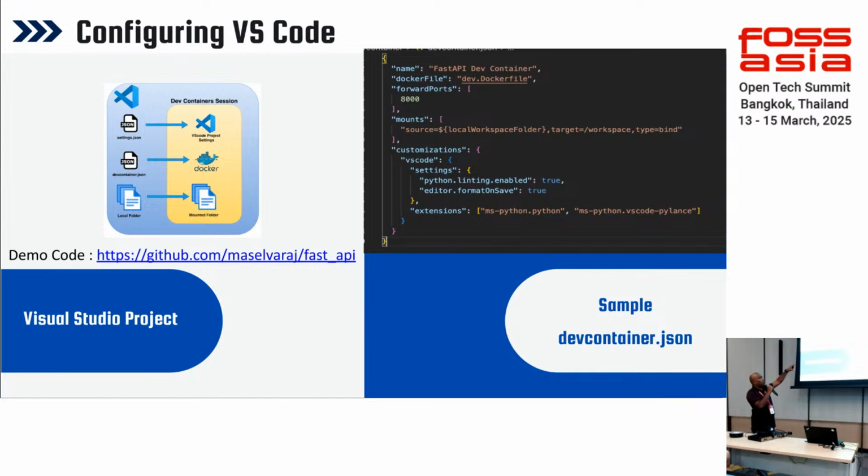Forwarded port: I have started up my application on port 8000 within the container, and forwarded port 8000 means the port will be exposed to the host on port 8000. And mount is where you mount the local host folder inside the container, and then the custom extensions which you can add for your Visual Studio. These extensions will be installed only for that container instance.